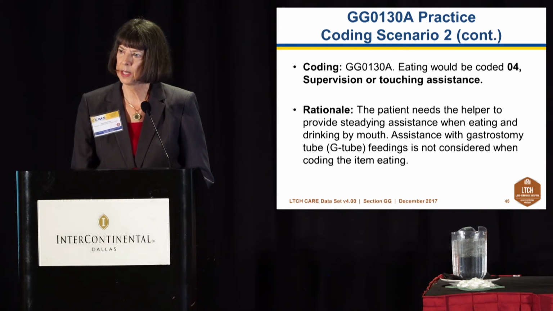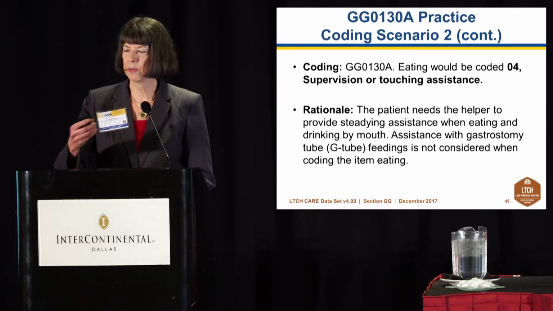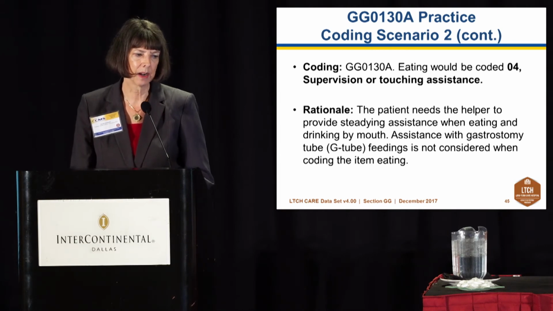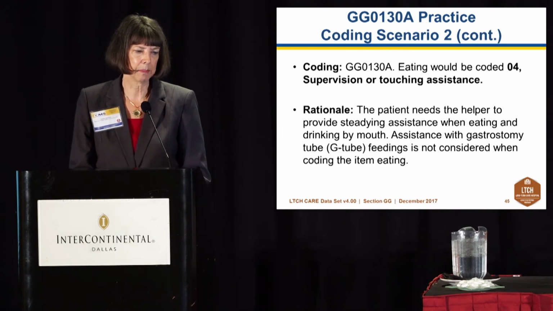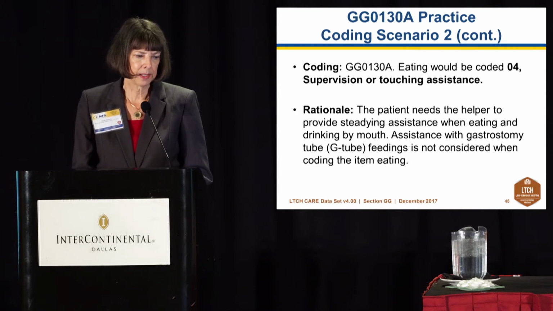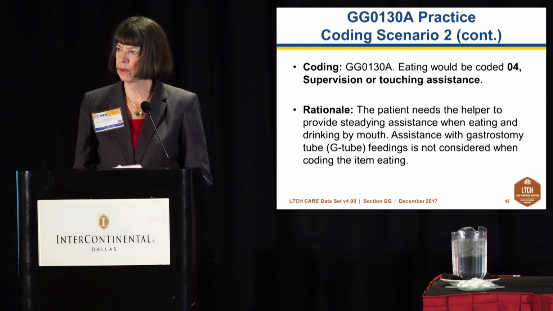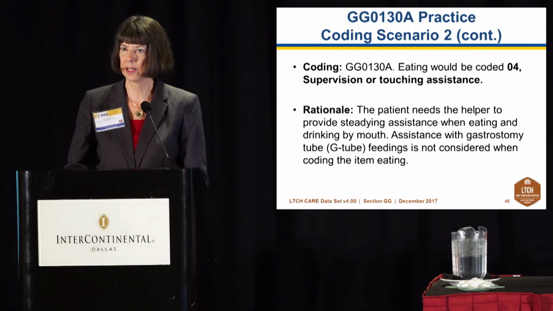The reason is that when we looked at this item, we were looking specifically at what amount of assistance that patient needed. And in our scenario, we talked about how the patient needed steadying assist. So that word, steadying assist, or observation of someone needing steadying assist, is key here when the person was eating and drinking by mouth. And the assistance with the G-tube feeding was not considered when coding this item. So steadying assistance equals 04. That's one of those teaching moments, again, that you want to emphasize with your staff.